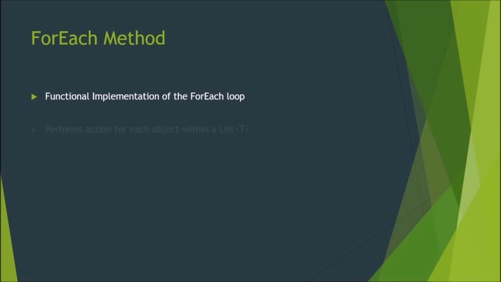So this ForEach method performs an action for each object within a List of T. Now, as of the time of this video, I'm only aware of the implementation of the ForEach method on List of T. I don't believe it's an extension method for any other objects out there. It's just for a list. So if you have an ICollection or an IQueryable, you're going to need to convert that to a List of T.